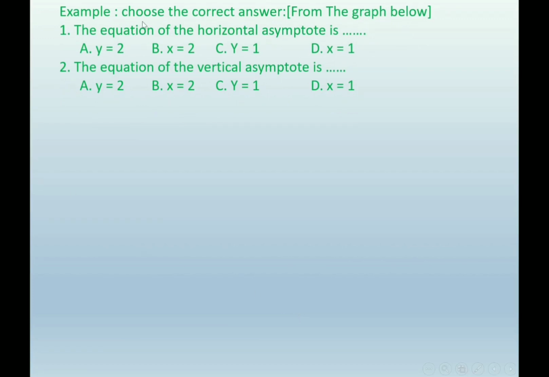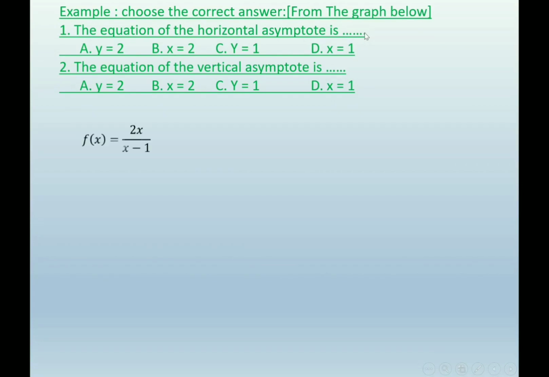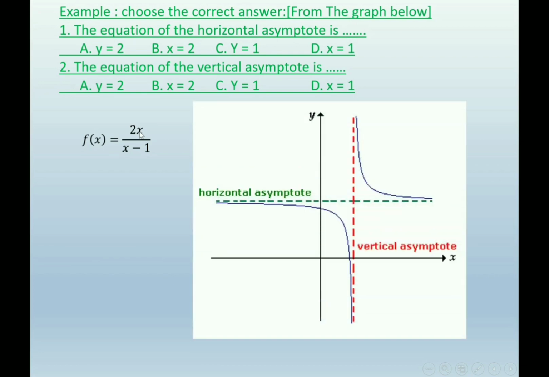An example. Choose the correct answer from the graph below. Our function will be f of x equals 2x over x minus 1. From the graph, you can see the horizontal asymptote here is cutting the y-axis at 2.